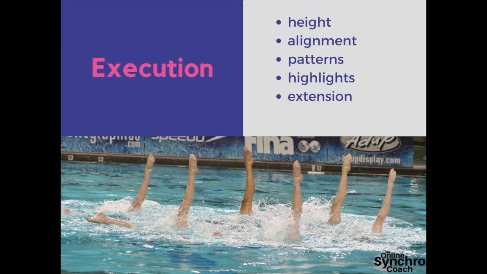The big things I look for: height, single leg, double leg, ballet legs, egg beater. Alignment, so are they actually square when they're doing a crane or a fishtail? How are their splits? What does the thrust look like? Patterns, talked a lot about that. The execution of the highlights.